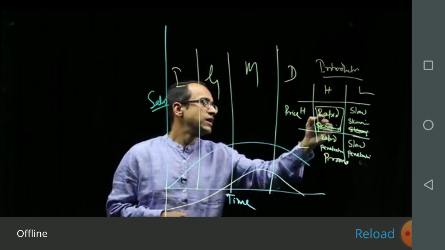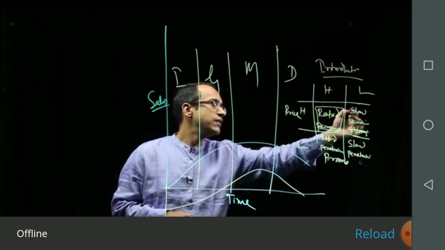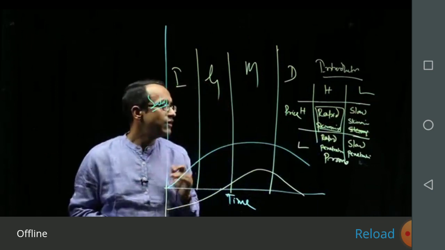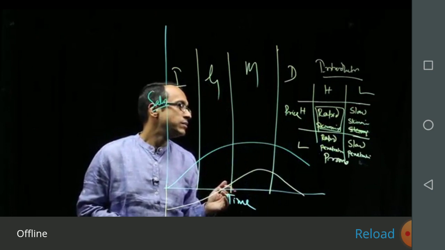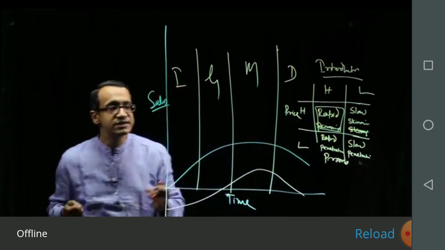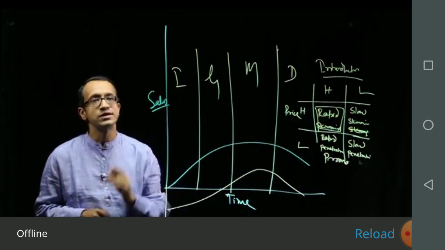So you could have high price and high promotion, you could have low price and high promotion, you could have high price and low promotion. Any of these 4 categories you can have. So essentially this is how you handle the introduction phase.